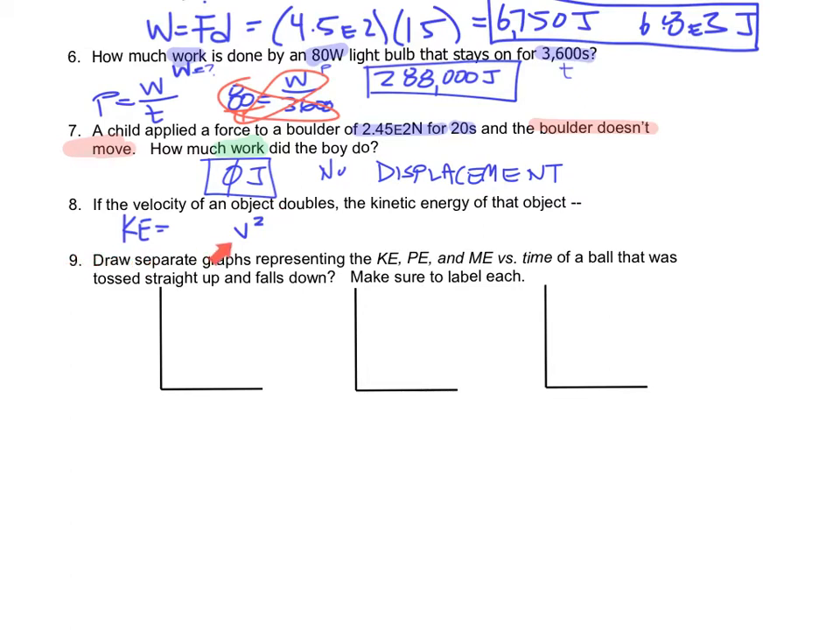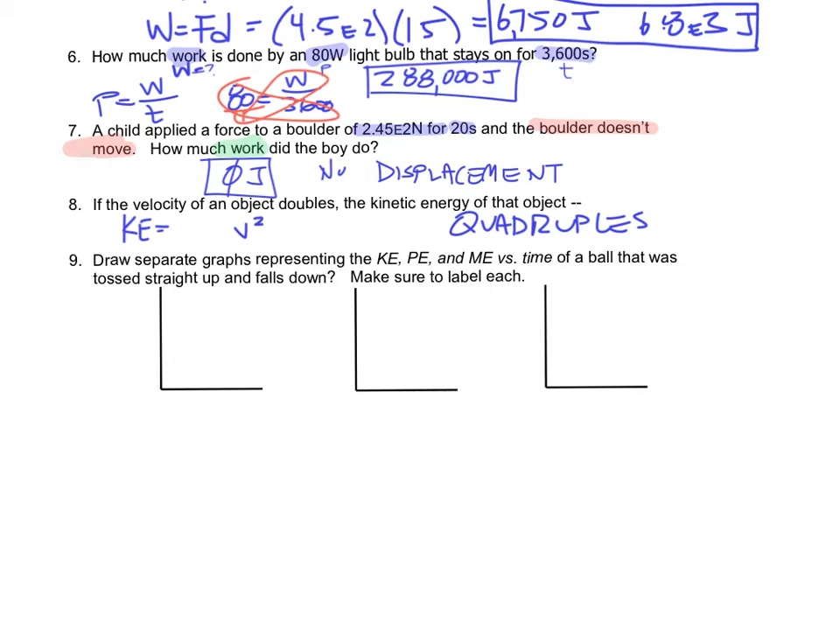Well, if I put a 2 in here for v, 2 squared gives me a kinetic energy of 4. If I double my velocity from 2 to 4, 4 squared gives me 16. So when I double the velocity, because my velocity is being squared, it quadruples my kinetic energy. So KE quadruples. It's 4 times greater, or it increases by 4 times.